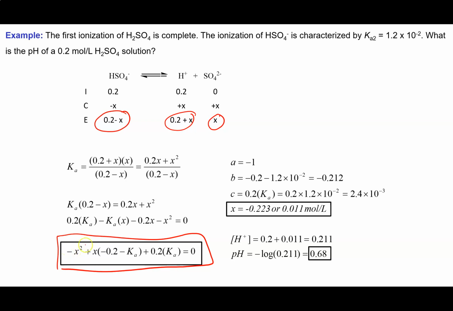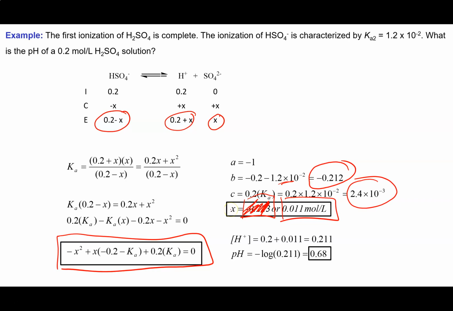So what have I got here? A is minus 1, B is minus 2 minus Ka, which evaluates out to minus 0.212. And then C is 0.2 lots of Ka, which evaluates out to 2.4 by 10 to the minus 3. So I use the quadratic formula, and I find that there are two roots. And only one of them is realistic because we can't have a negative concentration. Such a thing doesn't exist.